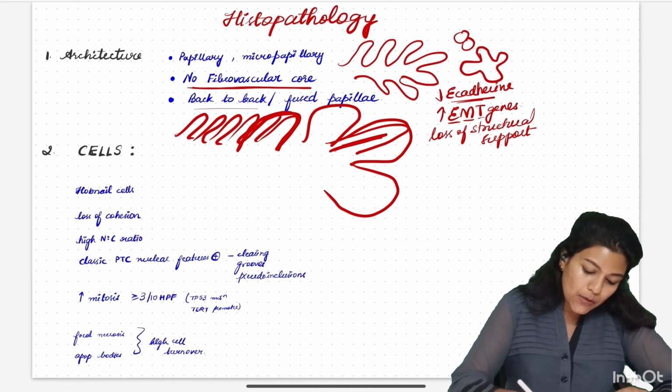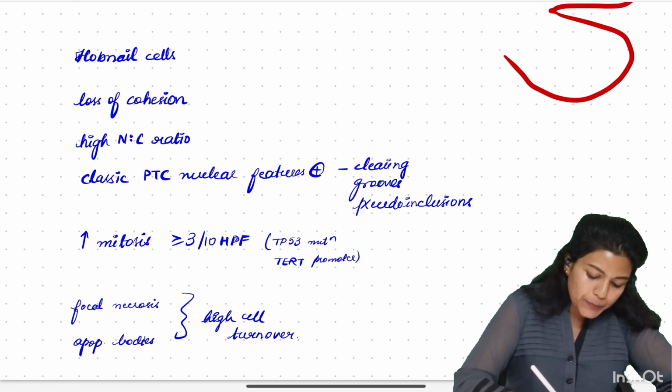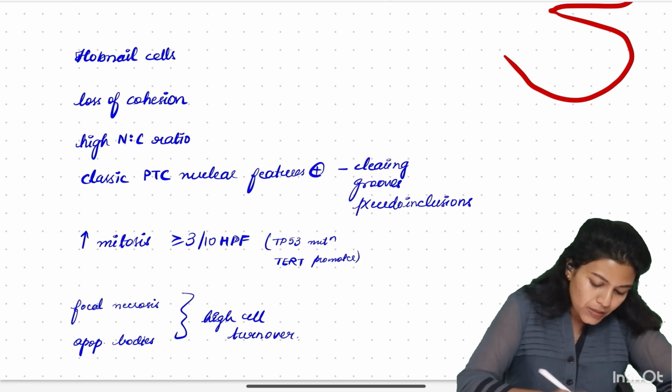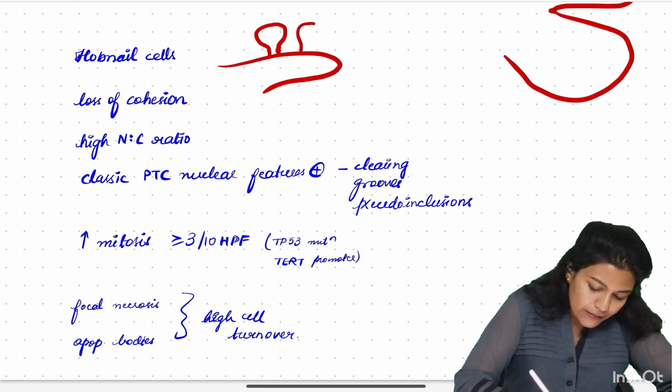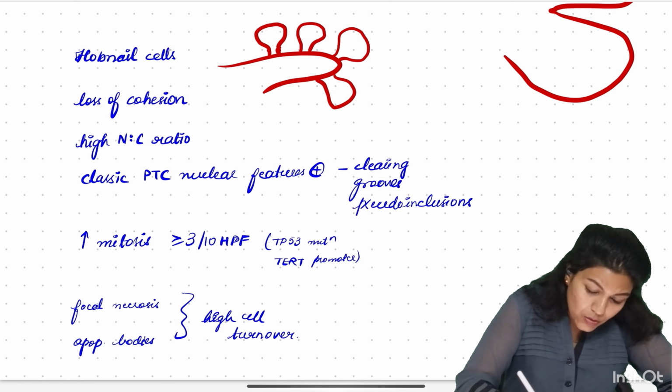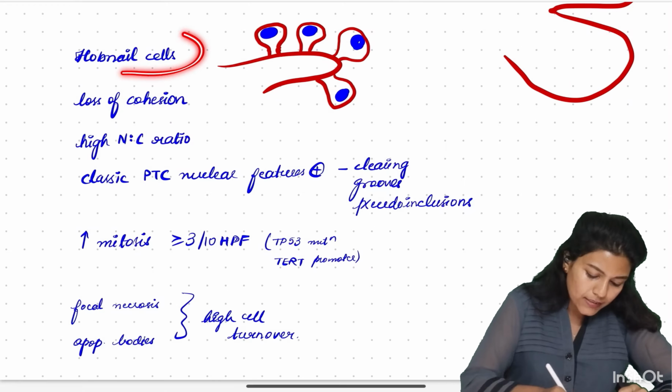Coming to the individual cell morphology, as we have said, it is hobnail cells. Hobnail means with an apical bulge. So this is the papilla. These are the tumor cells resting on the basement membrane. They have a narrow stalk and a wide apical bulge because of the apical placement of the nucleus. So these are the hobnail cells.